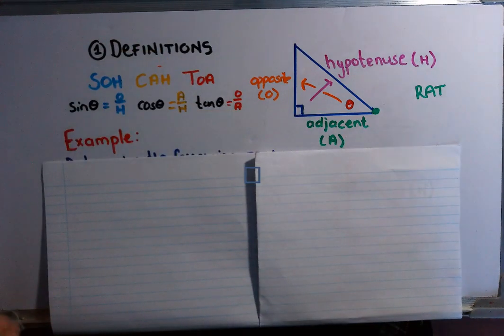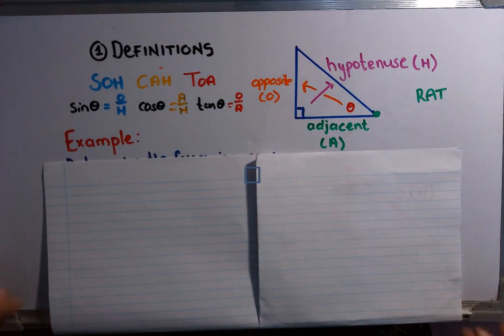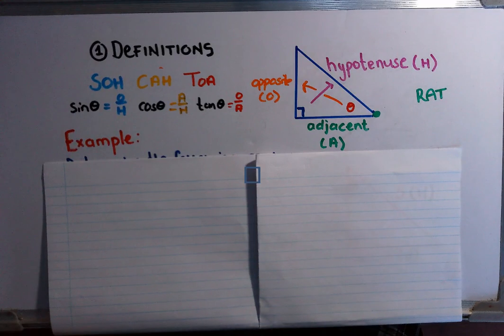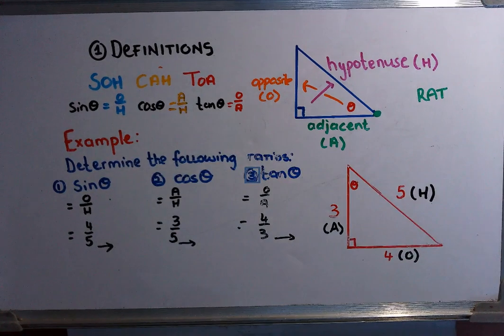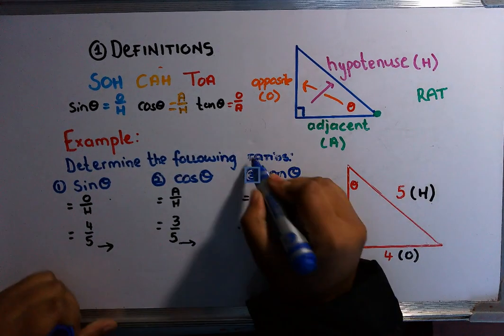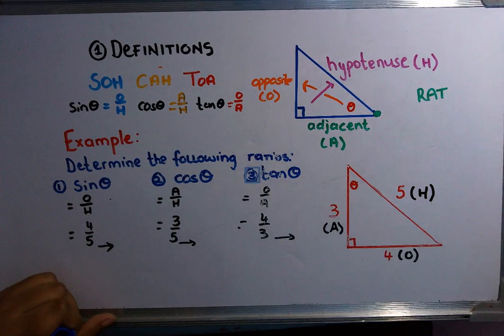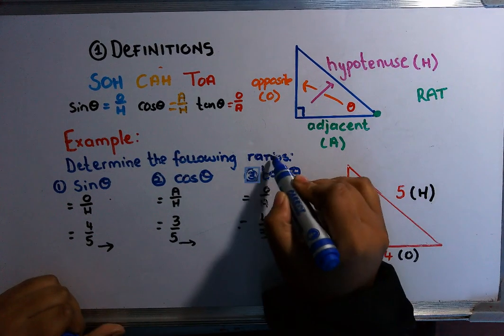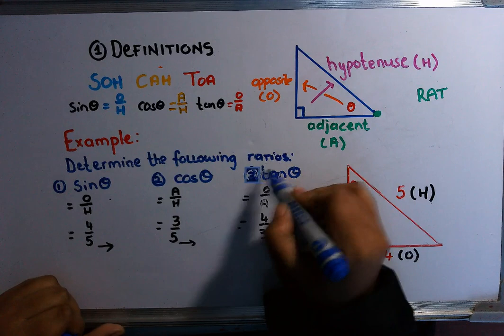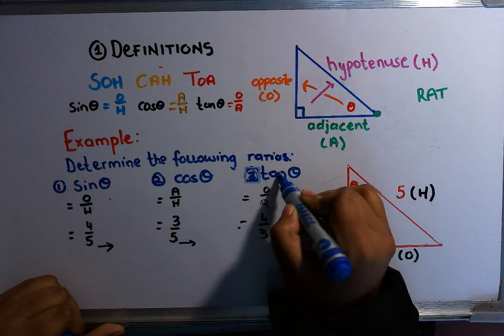Okay, so SOHCAHTOA is the first thing you write down when you get your paper 2, because this will inform all of the working out and all the numbers that are to come in our rats. Okay, so in hiding this from you, some of the words disappeared. So we have an example that tells us to determine the following ratios. We must find sine theta, cos theta, and tan theta.